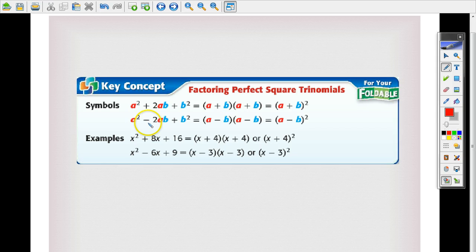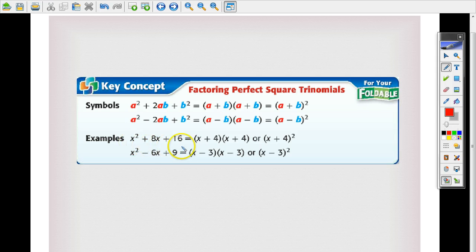If you have subtraction here, so we learned in the previous chapters that if you have this, you can write it out to be this. Now we're going to do the other way around. We're going backwards. So if you have a squared minus 2ab plus b squared, that's the same as saying a minus b times a minus b, which is a minus b squared.